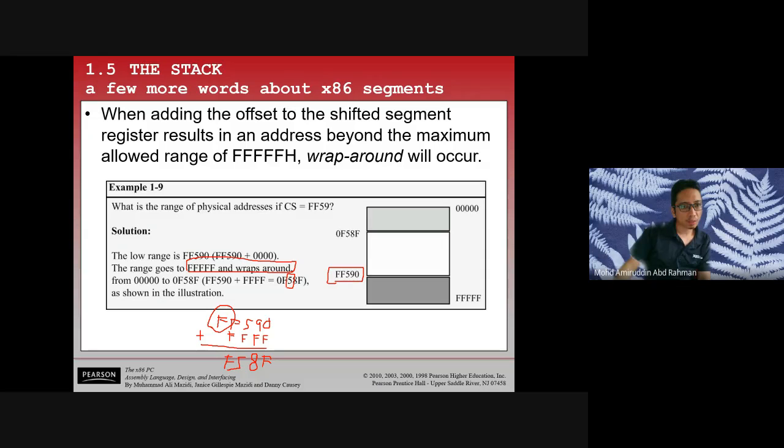First, we need to add all of that. For example, we add FF590. So this one becomes F. When you add F with 9, what will the value be? So F in hex is the maximum, from 0 to 9 and then A, B, C, D, E, F. And then what's the value of that?